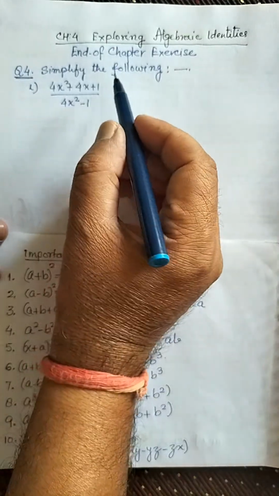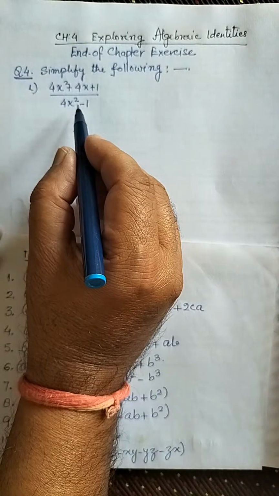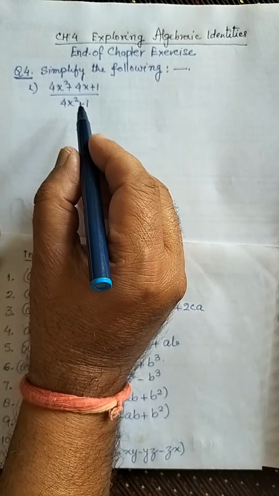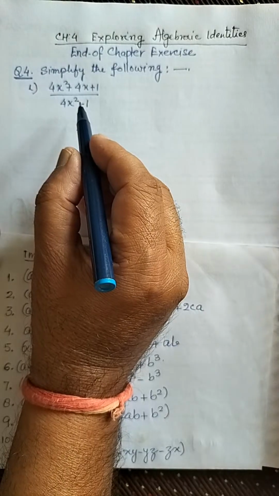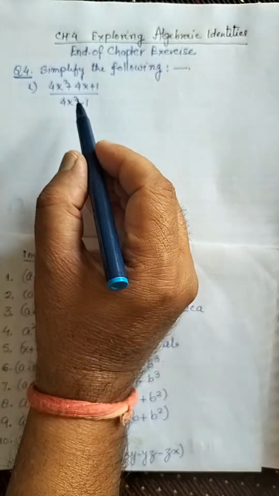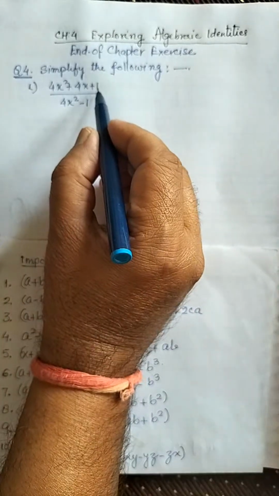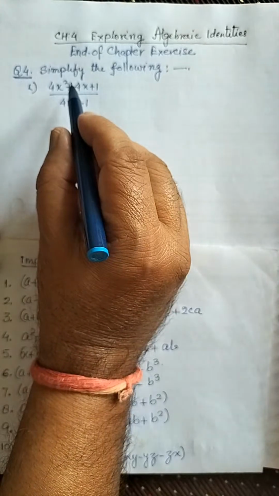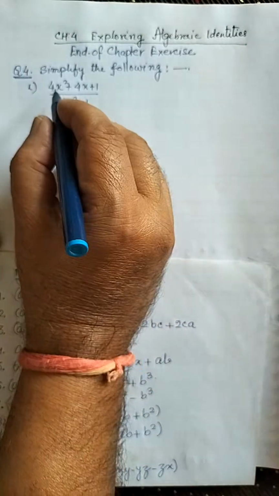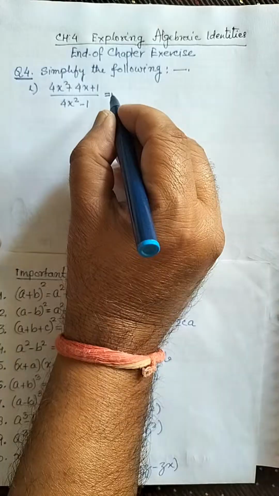Simplify the following. Here, the numerator and denominator are to be factorized in such a way that they don't have any more common factors. So for that, we need to factorize the numerator. I can see the numerator is 4x square plus 1. These two terms can be taken as squares, so I will try to develop it with the (a plus b) whole square identity in mind.